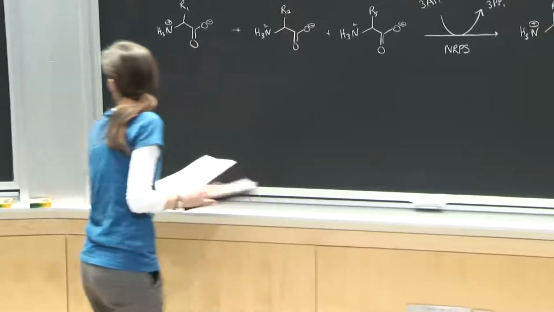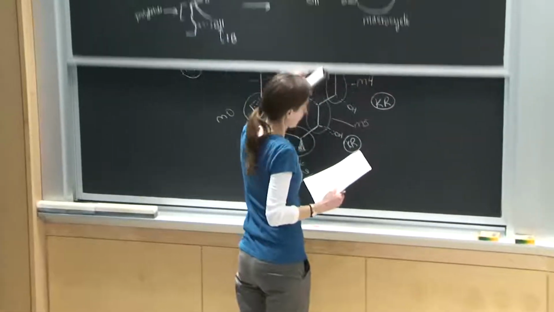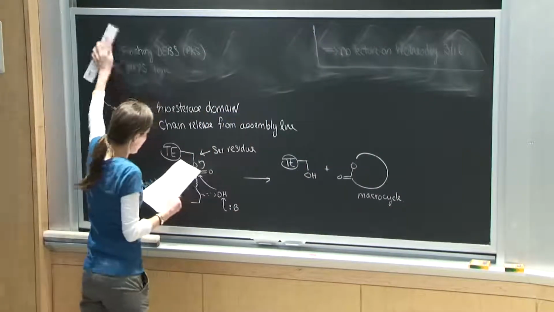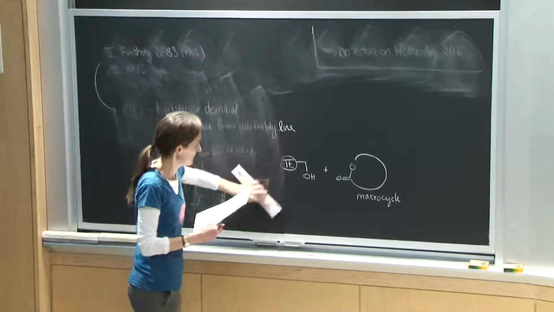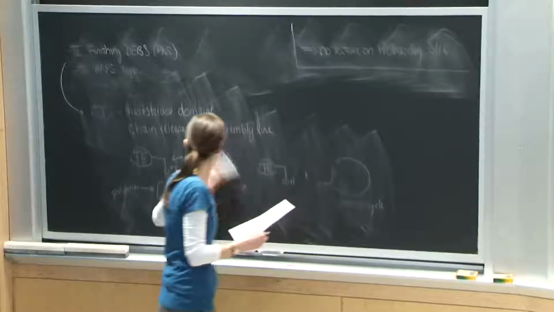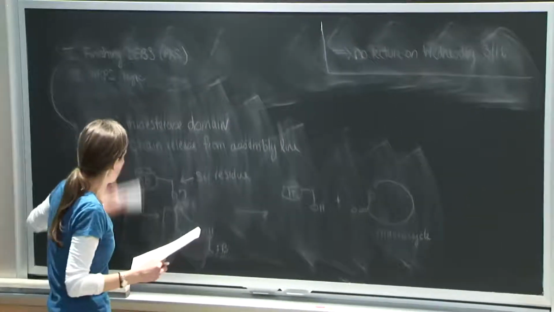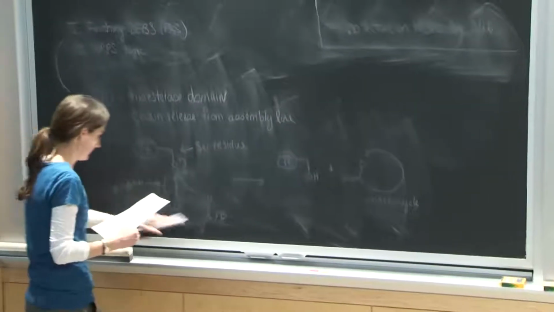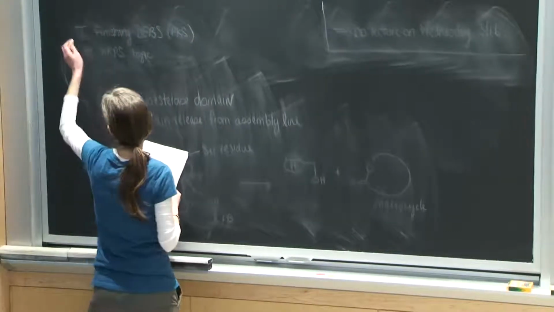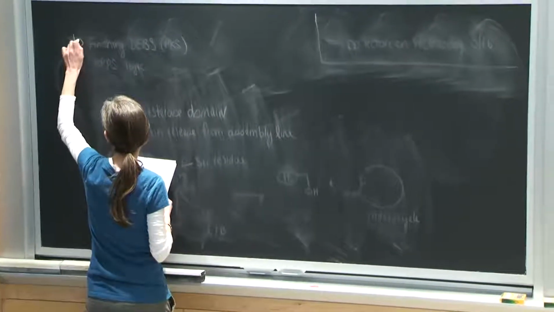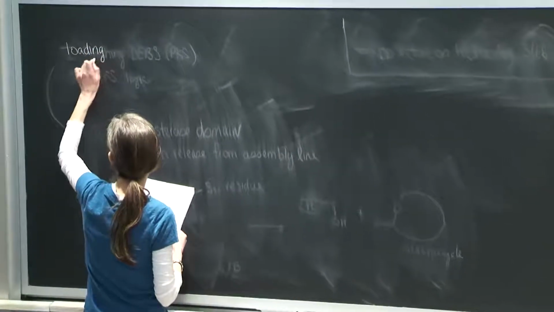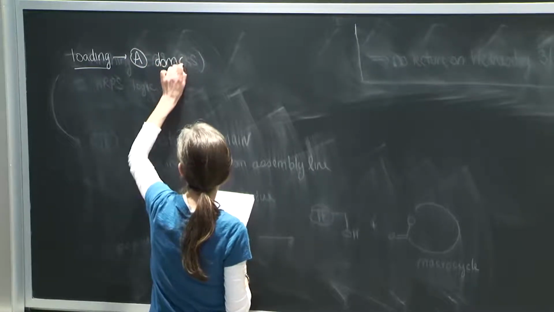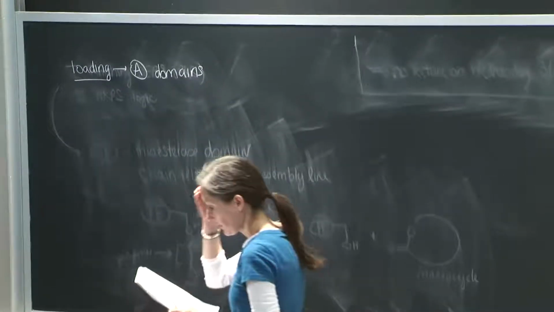So what happens? We're going to go over the action of the A domains and the T domains first, and then we'll look at a cartoon in the slides. The first points to make are that we need to have loading of the assembly line. So amino acids need to be selected and activated. And that's where these A domains come in.